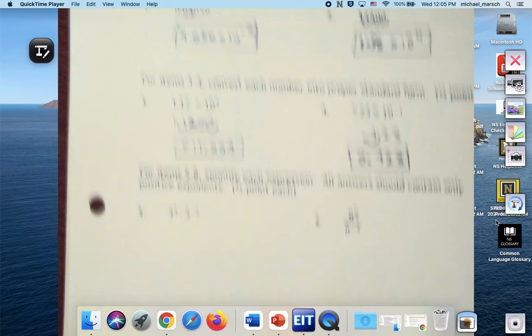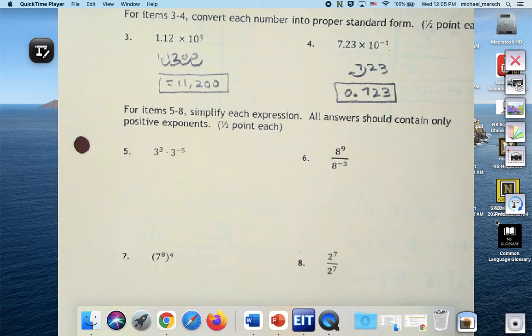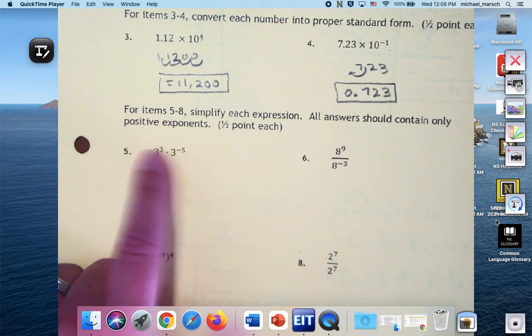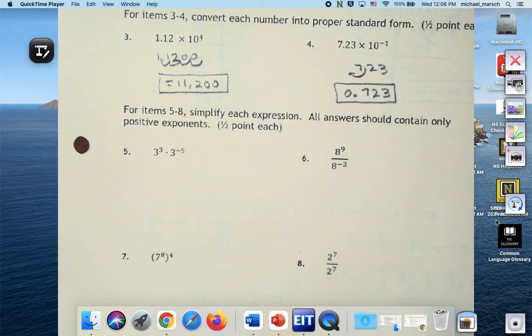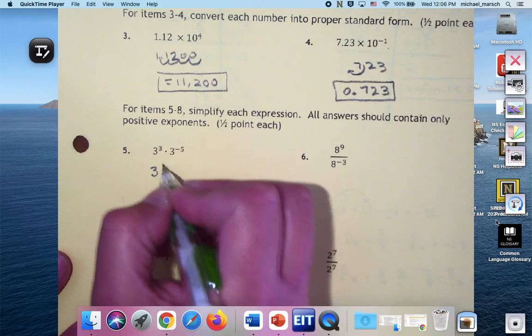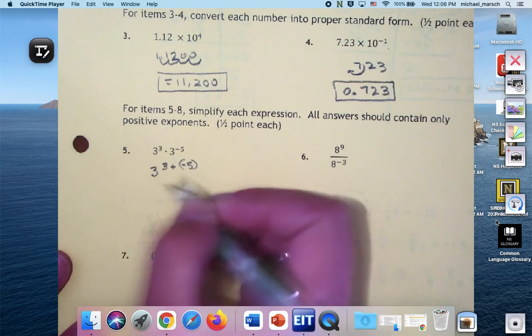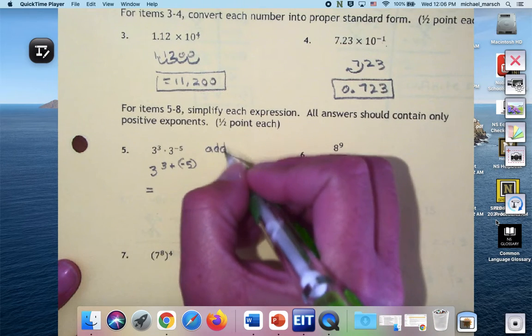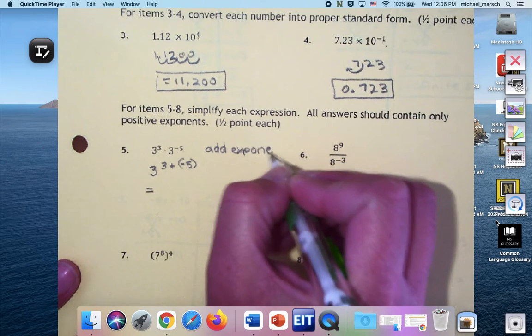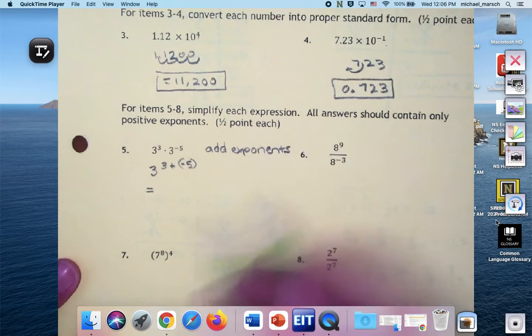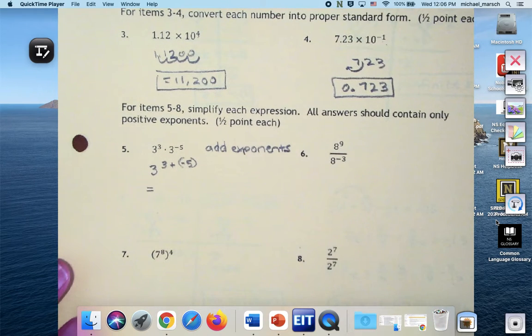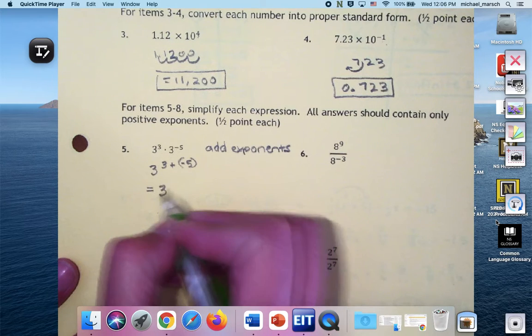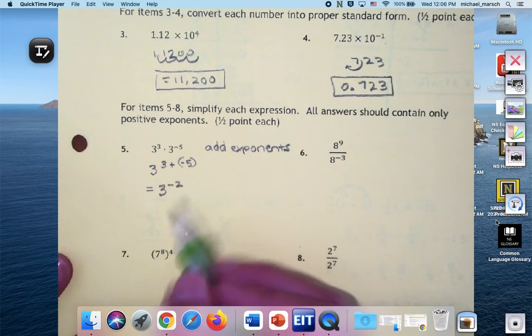How about this? Exponents. What do you do when you are multiplying exponential expressions that have the same base? Add them. Nice job, Maddie. So I'm going to get 3 to the 3 plus negative 5. So what is 3 plus negative 5? 3 to the negative 2, but I can't have a negative exponent.